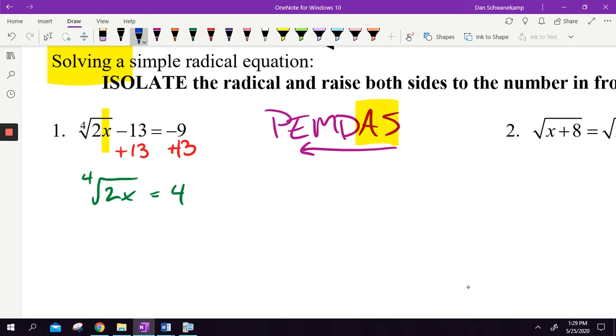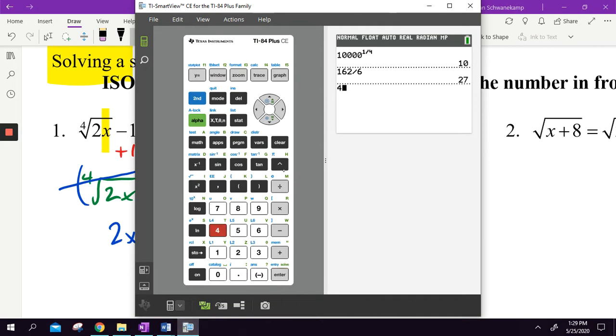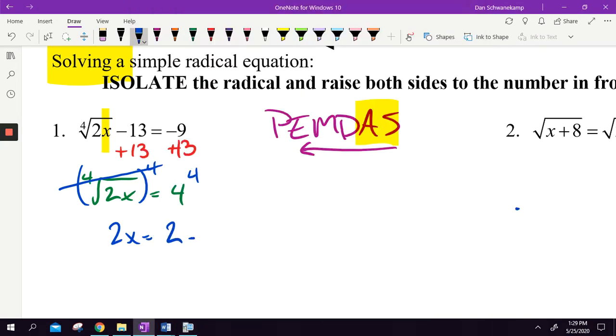To get rid of the fourth root, I'm going to do the opposite of the fourth root, which is raise everything to the fourth power. Fourth power and fourth root are going to cancel. I'm going to have 2x is equal to 4 to the fourth power. This might not be one you're familiar with, but 4 to the fourth power is 256. So nothing new about this problem. Divide by 2, divide by 2. We got x is equal to 128.